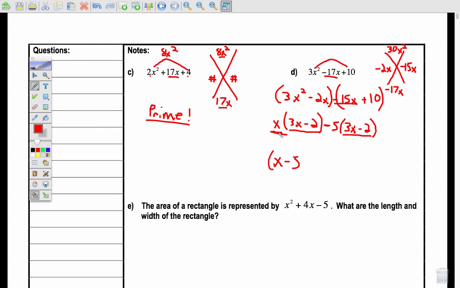All right, so in the first parentheses we have x minus 5 because we have x right here and we have minus 5 right here. Oh, that's a terrible 5. And over here we have 3x minus 2.